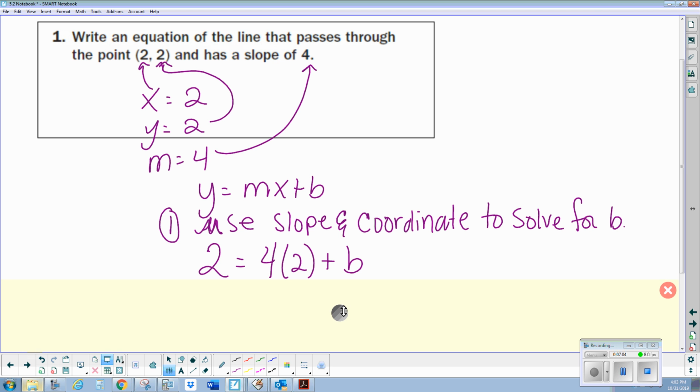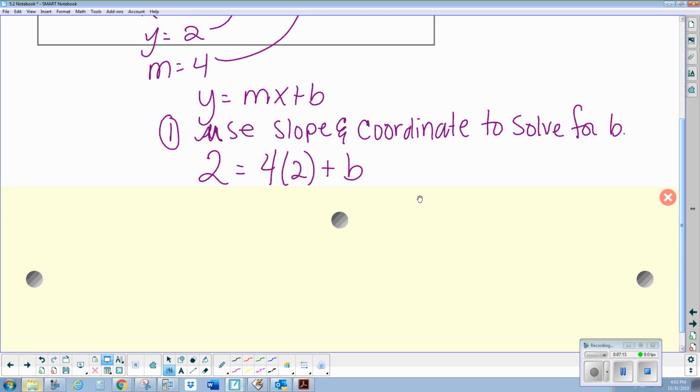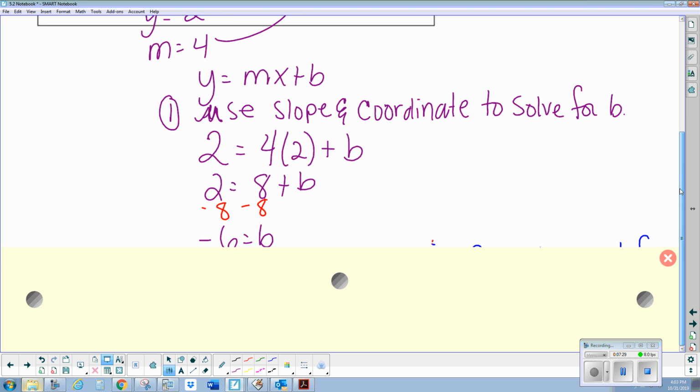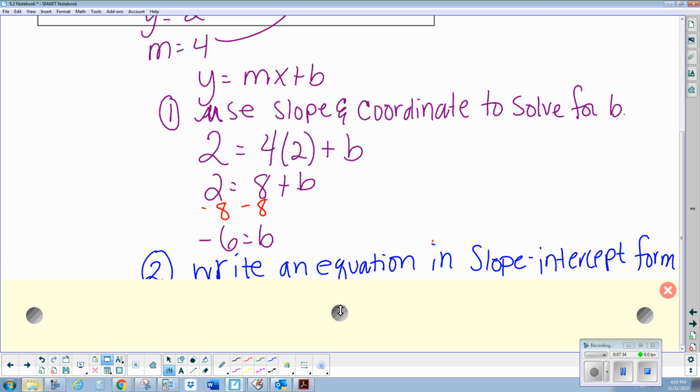Okay, so I substitute my y for 2, my m for 4, and my x for 2. And then from there, I can solve for b. So I get 2 equals 8 plus b. I subtract 8 from both sides, and I get -6 is equal to b. Okay, so now I know my slope, which is 4, and my y-intercept, which is -6. So I can use those to write a new linear equation in slope-intercept form. And to do this, I write y is equal to 4 times x minus 6.